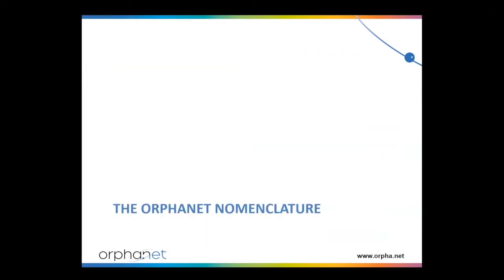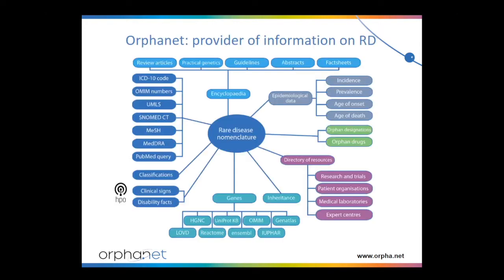So let's start with the Orphanet nomenclature, and I will introduce this part with this graphic representation of the Orphanet database. As you can see, the rare diseases themselves, which collectively form the Orphanet nomenclature, represent the essential core of the Orphanet database, around which many scientific data and resources are structured.